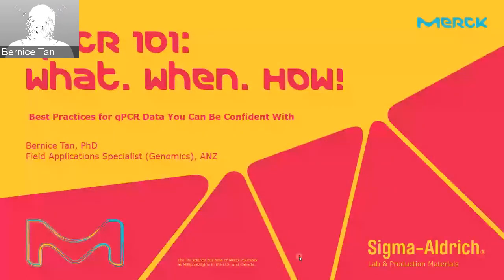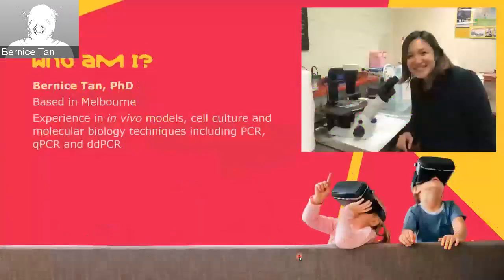Just a little bit about myself. John mentioned I'm based in Melbourne. I came from the research lab, graduated with a PhD from the Garvan Institute, looking at TNF-alpha signaling in the context of type 1 diabetes. During my PhD, I had extensive wet lab experience with in vivo mouse models, cell culture, as well as a number of molecular biology techniques, including PCR, qPCR, and droplet digital PCR. I've been in the industry for 8 years now, 2 years with Merck. I've spent a lot of time working with customers like yourself, troubleshooting your PCR molecular techniques, as well as helping some of the labs actually set up their PCR techniques. So just getting warmed up.